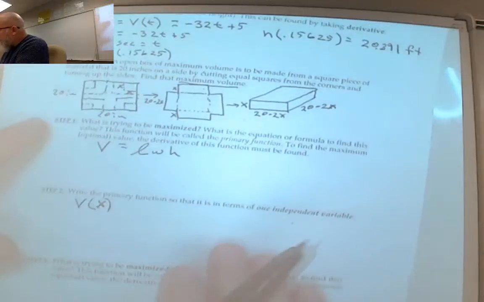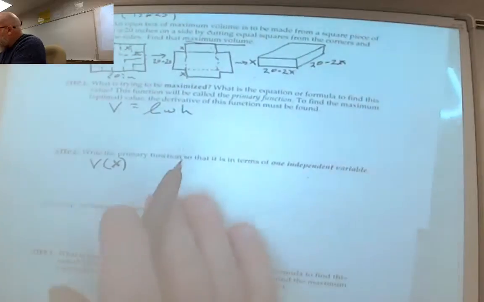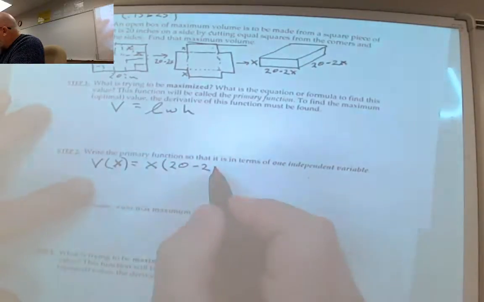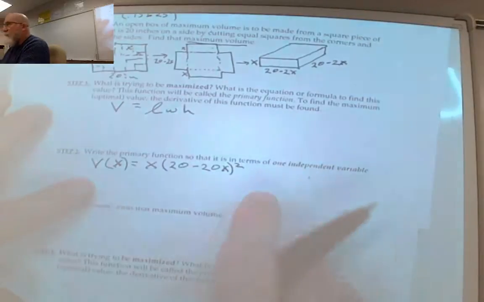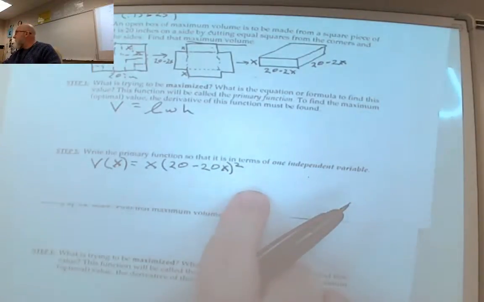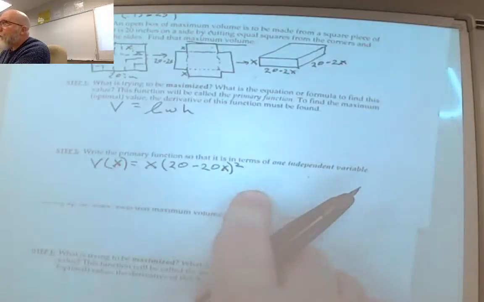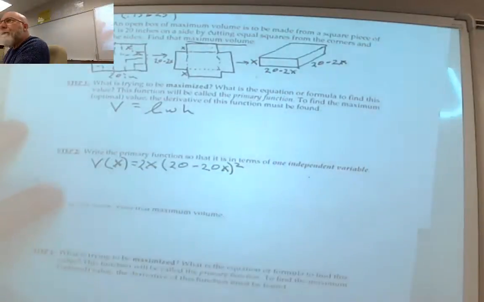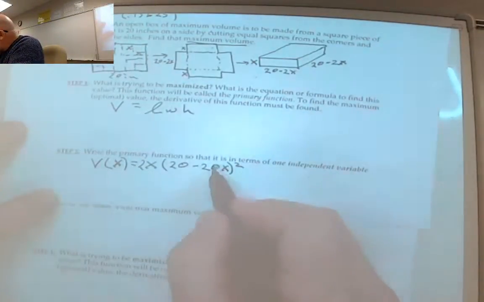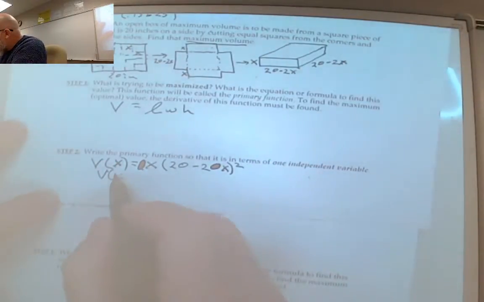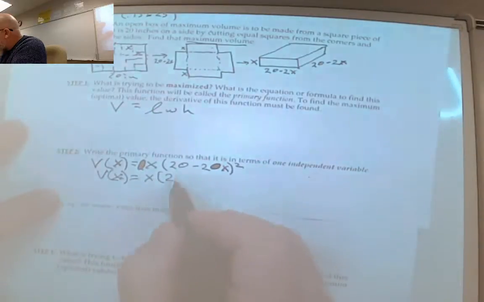So now my volume becomes this. X times 20 minus 2x squared. Would you agree? And I'm going to take the derivative of it, right? That should be 2x. Oh, I wrote x, it should be 2x. Correct. No, in that second parenthesis. Oh, right here. Like that. V of x equals x times 20 minus 2x.